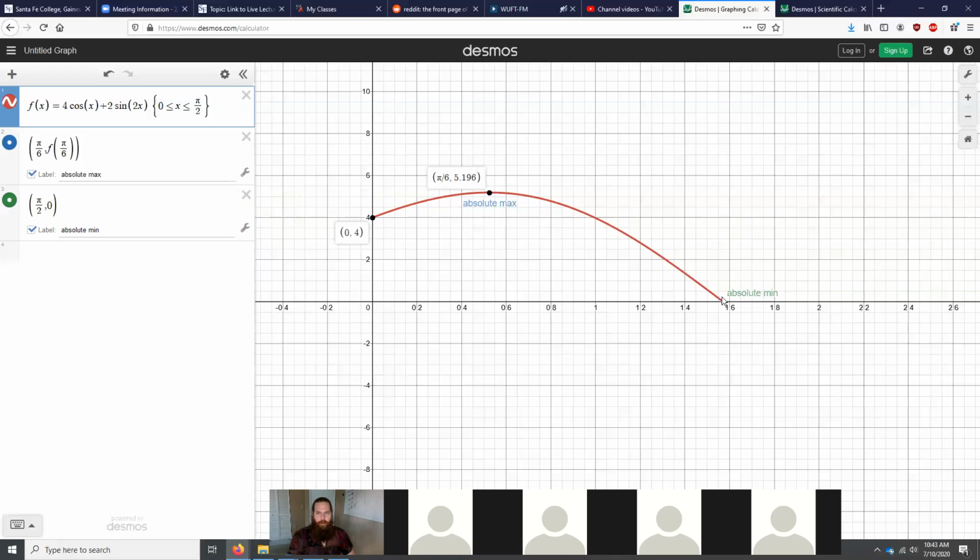Is everybody able to follow how we did this? So we took the derivative, we set it equal to 0. That's how we found this guy in the middle. And then we compared that against the values of the function at the endpoints. This guy turned out to have the largest y value, and this guy at the endpoint turned out to have the smallest y value.